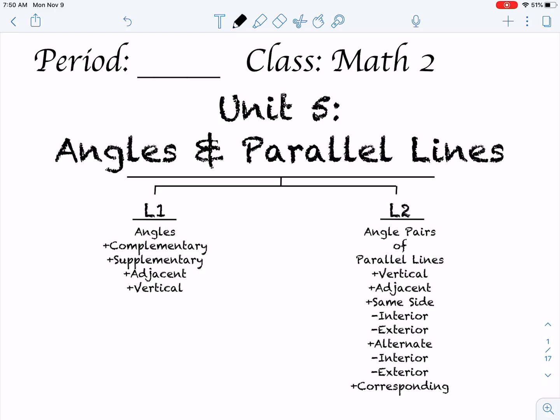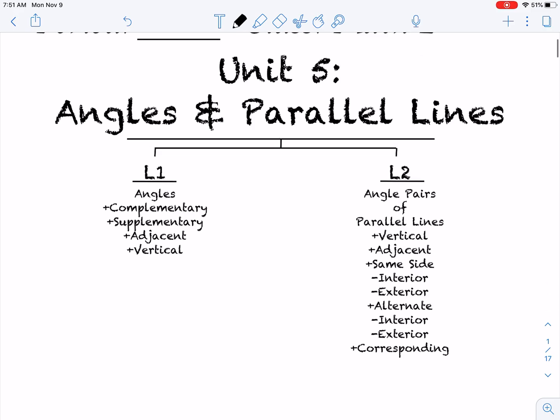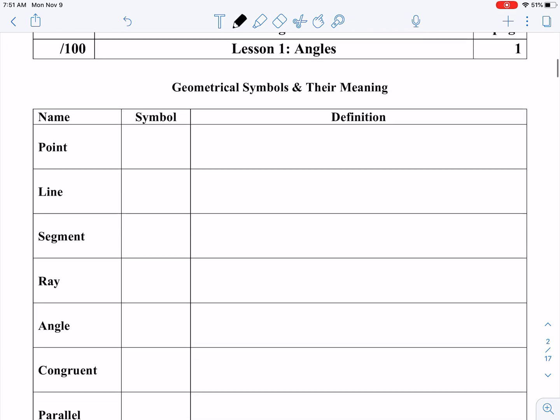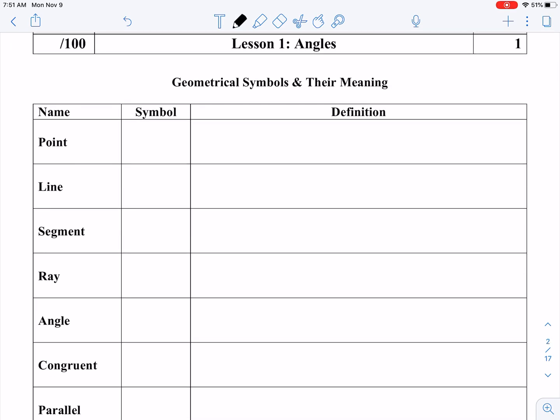We're now going to get into Unit 5, which is going to be angles and parallel lines. The first lesson is going to be just a handful of different types of angles that we're going to use in Lesson 2. These angles are going to be complementary angles, supplementary angles, adjacent angles, and then vertical angles. So starting off on page 1, what I'm going to do is just quickly go over some of the different symbols you're going to see in this unit and just what they mean.